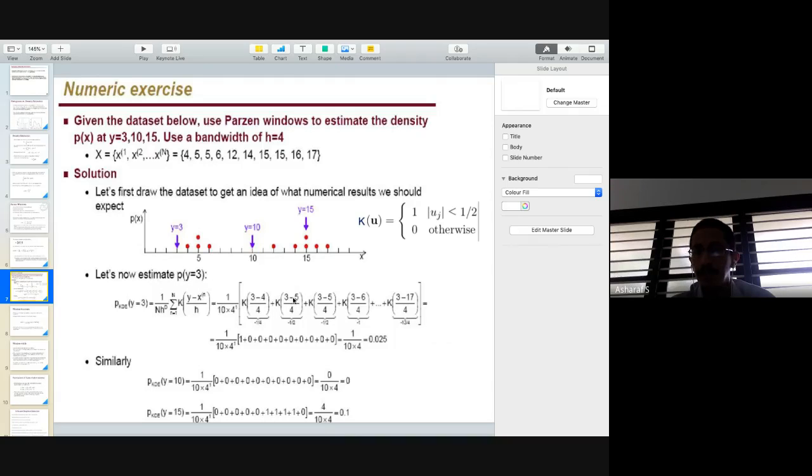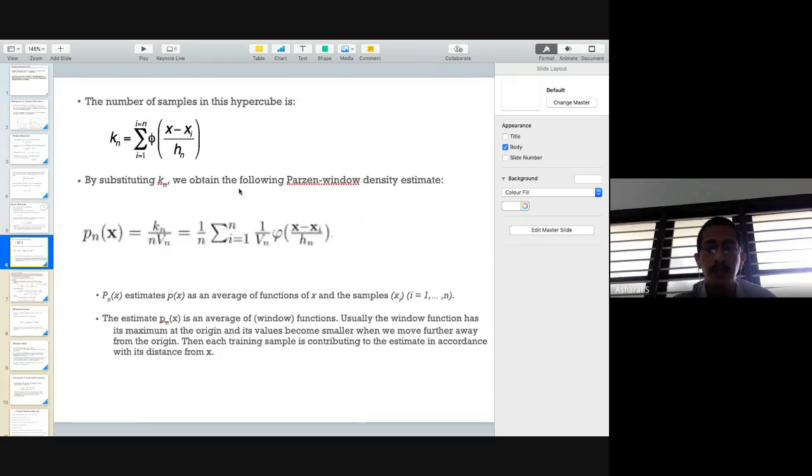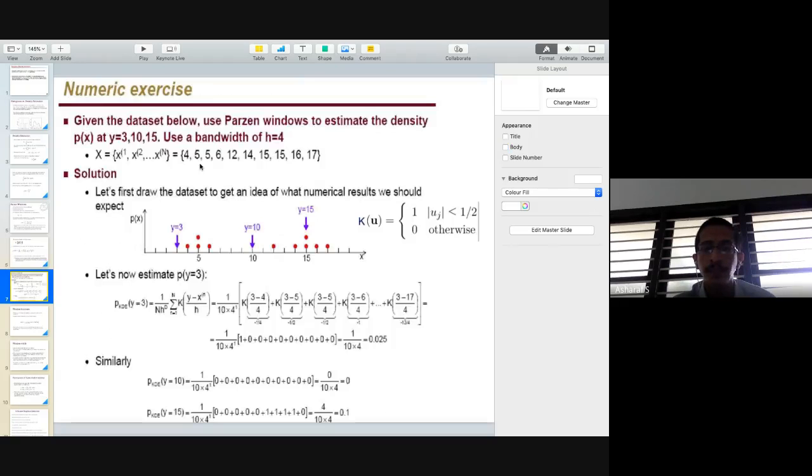Likewise, you get everything, right? You get 3 minus 5 by 4, 3 minus 6 by 4. Essentially, you're computing this particular window function, and you get values for it. It will be minus 1 by 4, etc. And you have defined the window function. The window function is equal to 1 if it's less than half. So essentially, your window function is defined as centered around the point at which you do the estimation, and the length is less than half.